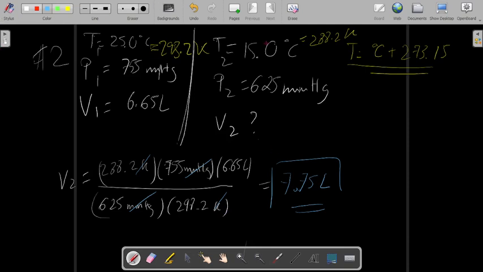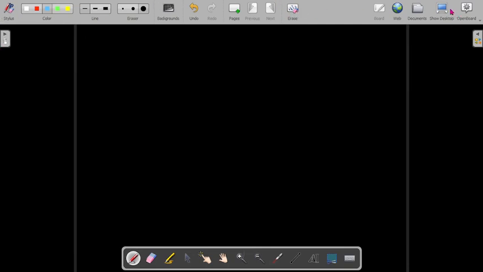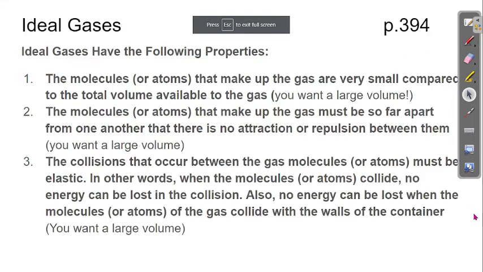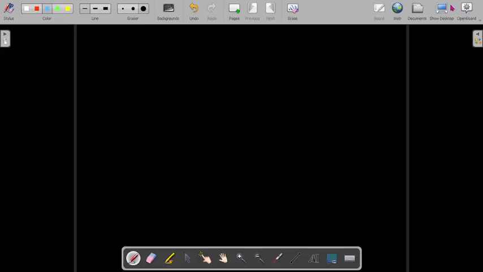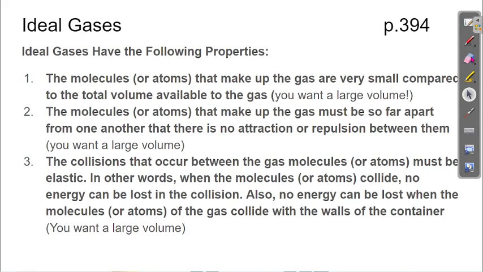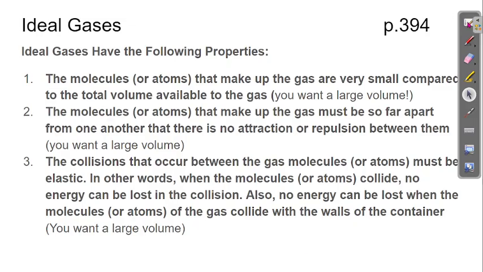Okay. Now we're going to finish this module. So if I can make this smaller. I'm having problems. Well, I think I can read these.